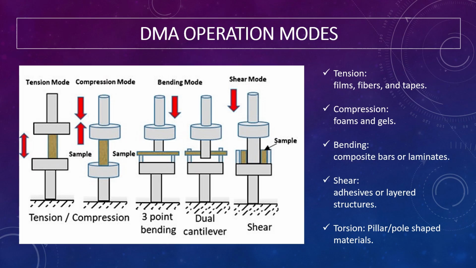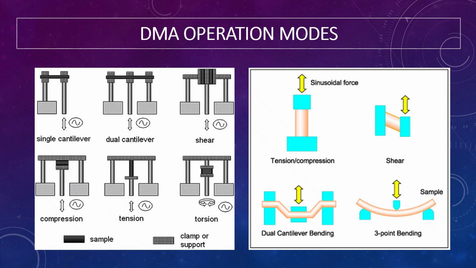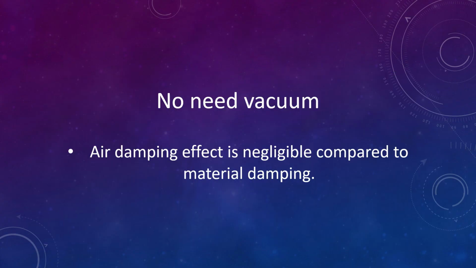DMA has different operation modes. In general, it has tension, compression, bending, shear, and torsion. Here are two diagrams showing how the different modes operate. DMA does not need a vacuum because the air damping effect is negligible compared to material damping.